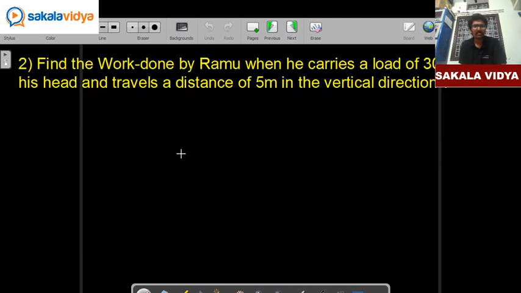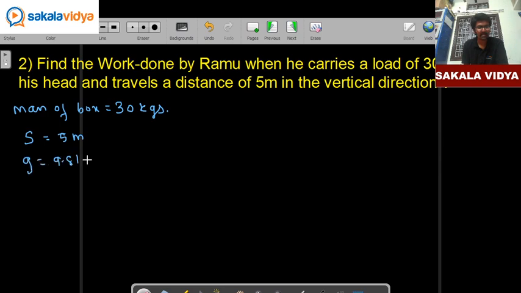Now let us solve one more question. Find the work done by Ramu when he carries a load of 30 kgs over his head and travels a distance of 5 meters in the vertical direction. So what is given here? Given data: the mass of the box is 30 kgs and it travels a displacement of 5 meters. Acceleration due to gravity is 9.81 meter per second squared.